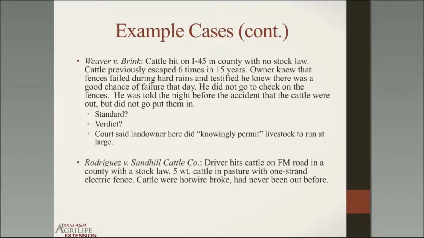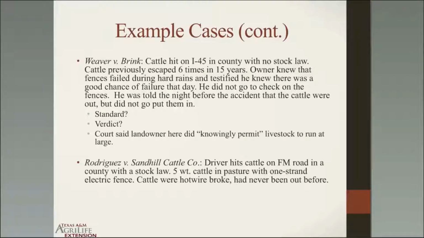The last case I want to look at is Rodriguez versus Sandhill Cattle Company. In this case, a driver hit some cattle on a farm to market road in a county with a stock law. 5-weight cattle, so that means 500-pound cattle, were in a pasture with a 1-strand electric fence. The cattle were hot wire broke. They had never been out before.